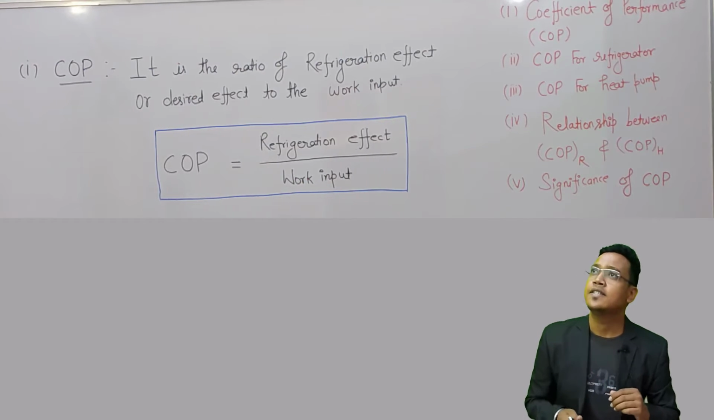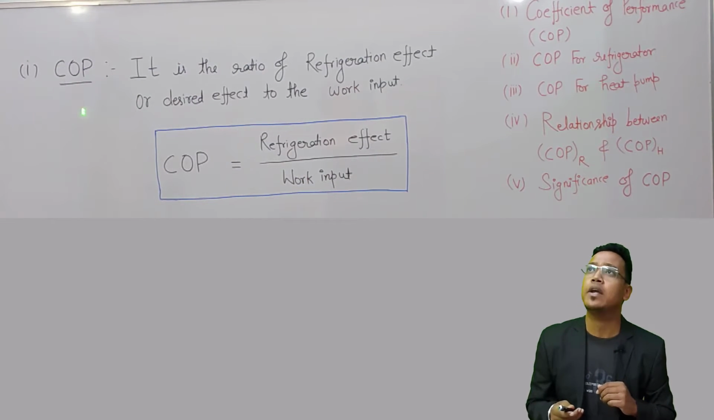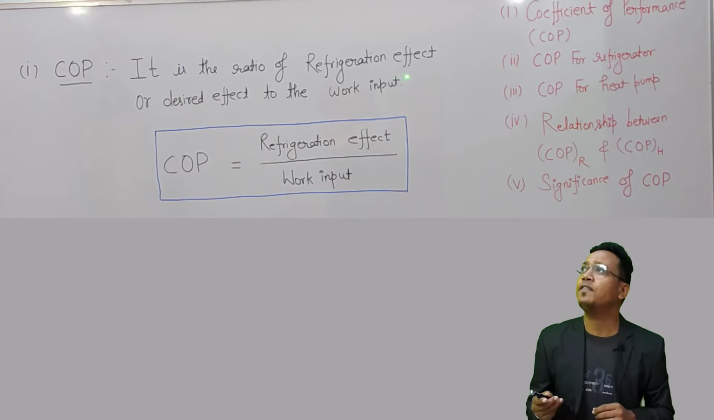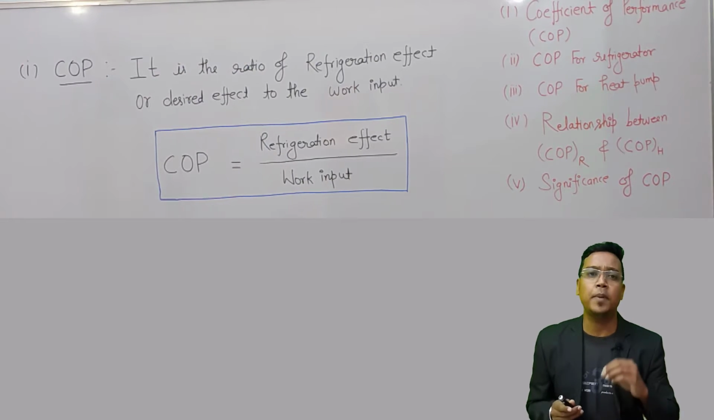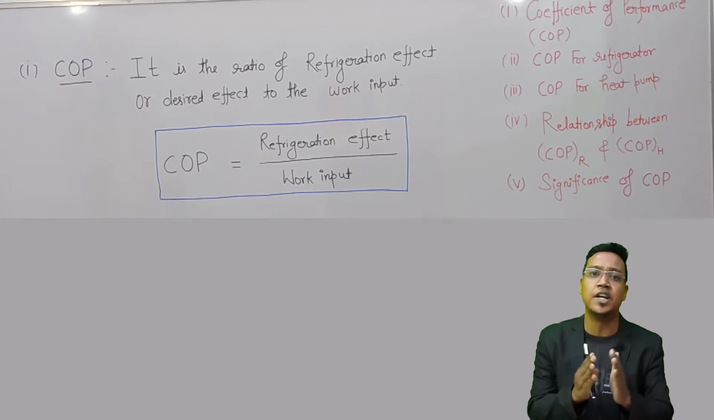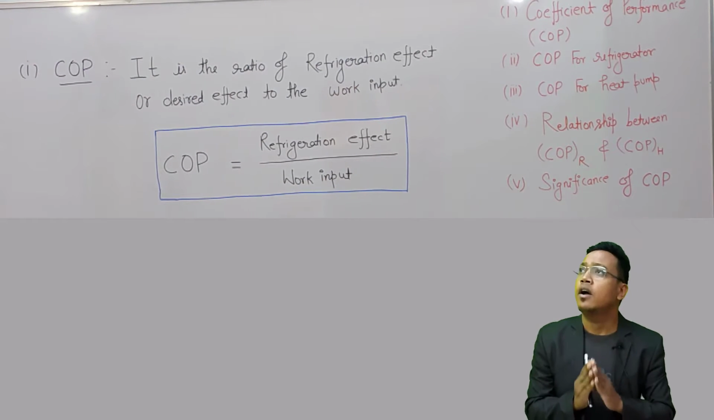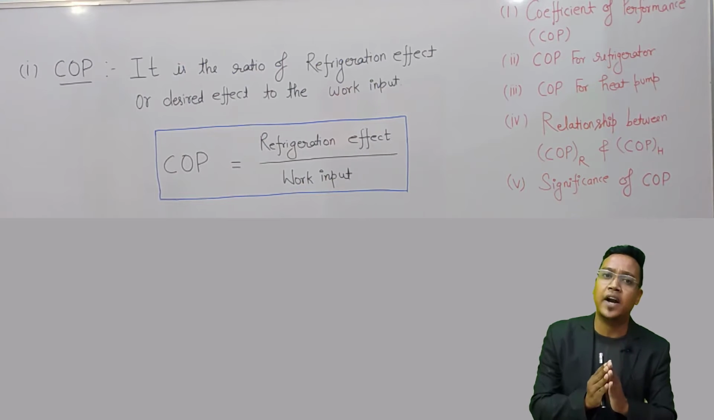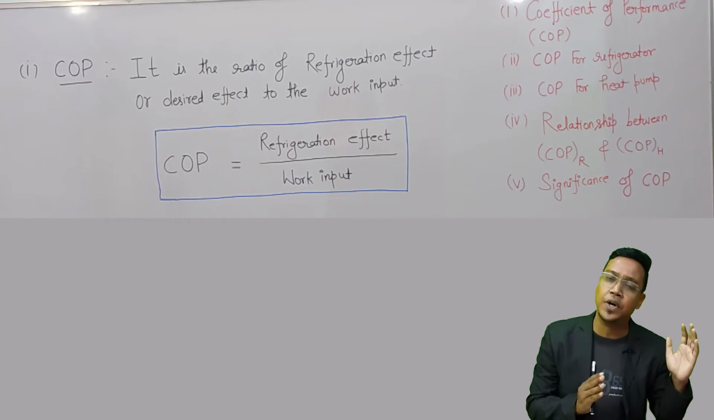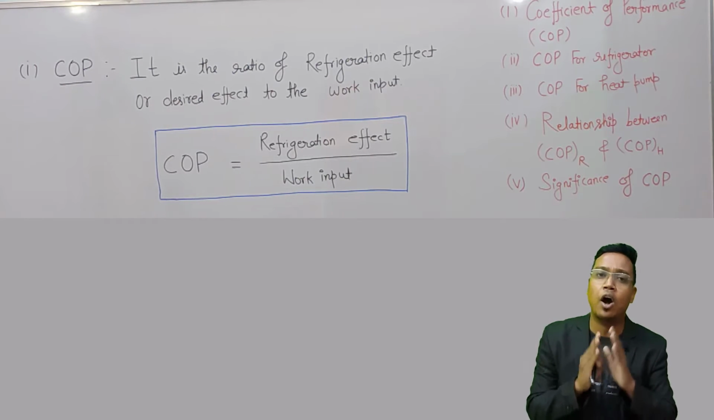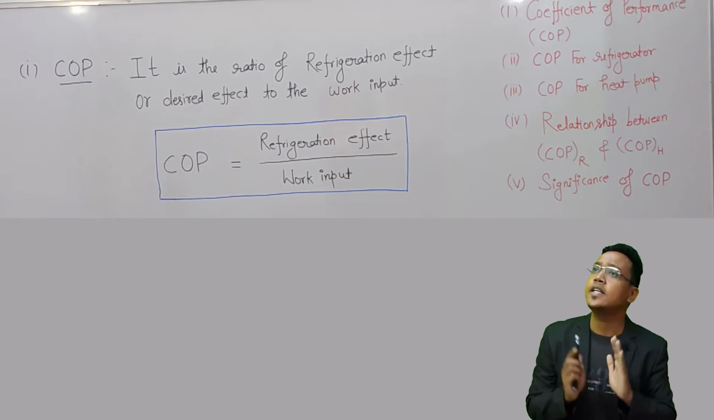So friends, see COP. What is COP? Coefficient of performance. It is the ratio of refrigeration effect or desired effect to the work input. COP means the ratio of refrigeration effect and work input. Refrigeration effect or desired effect I have already taught in the last video, and work input is the supply or power input. All these things I have explained in the last video. This is the COP.